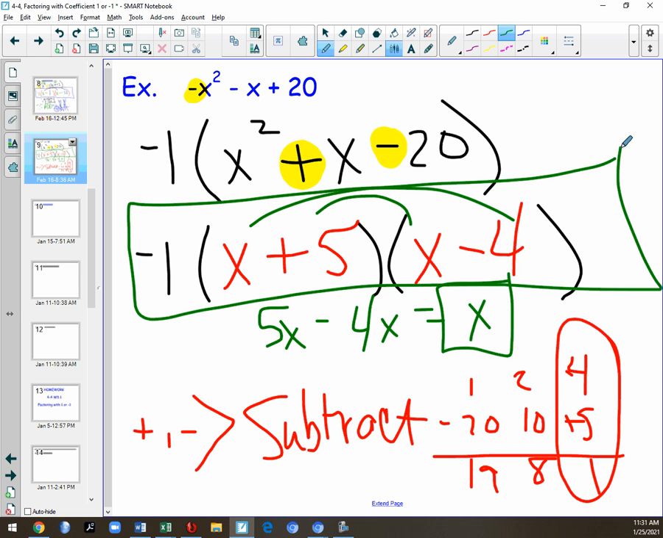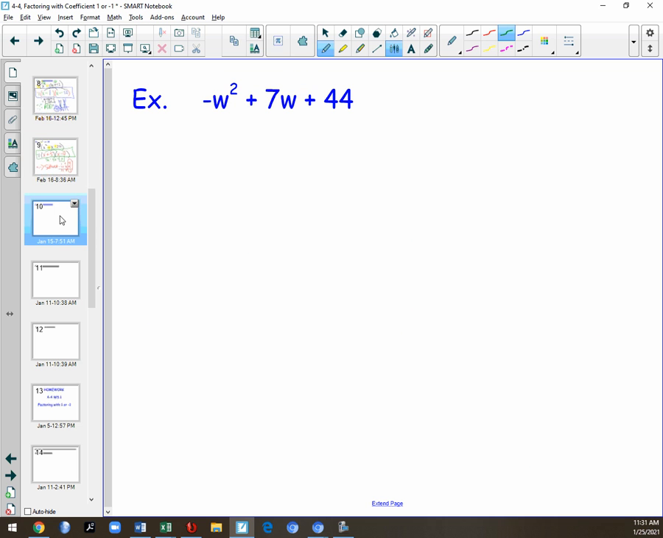Okay, we got 3 more problems, then I'm going to go straight to your homework. Same exact philosophy here. So very first thing I see is a negative, so I'm going to pull out the -1, changing each one of these signs.